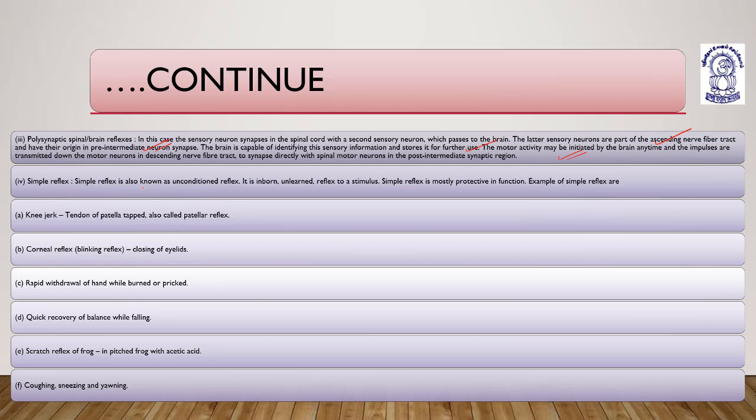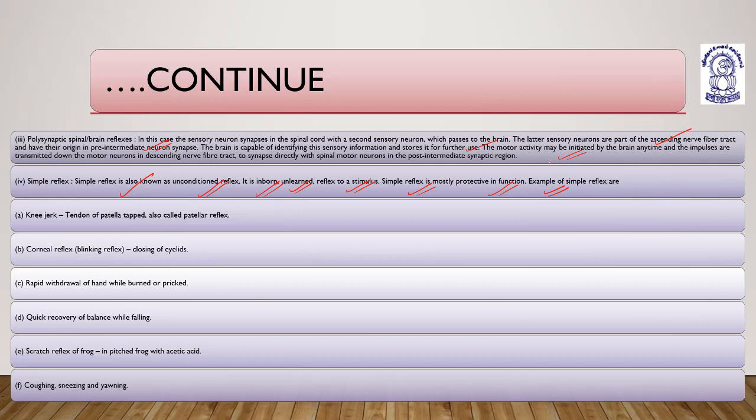Now the types of reflexes. Simple reflex, also known as unconditioned reflex, is an inborn, unlearned reflex to a stimulus. Simple reflex is most protective in function. There is no proper or separate condition required for its activation. It is an inborn, unlearned reflex to a stimulus, and it is mostly protective in function.